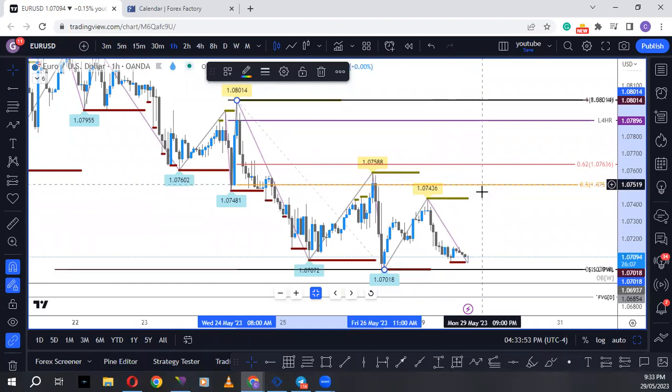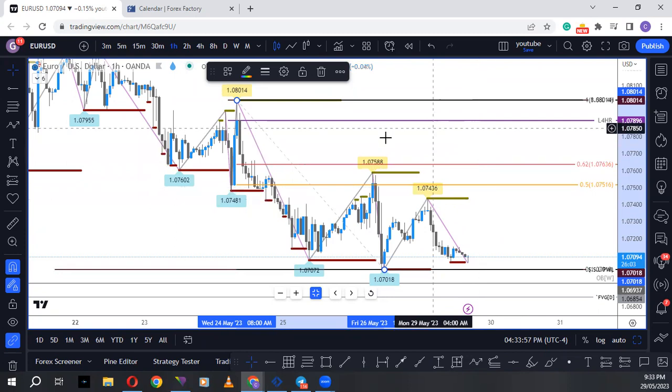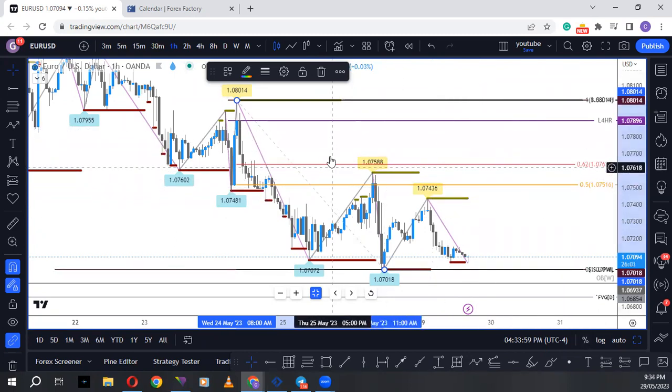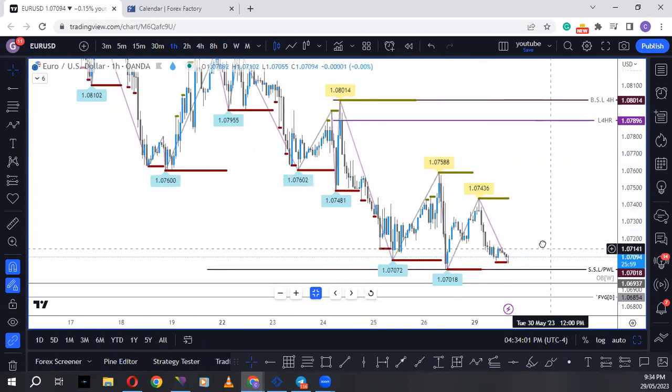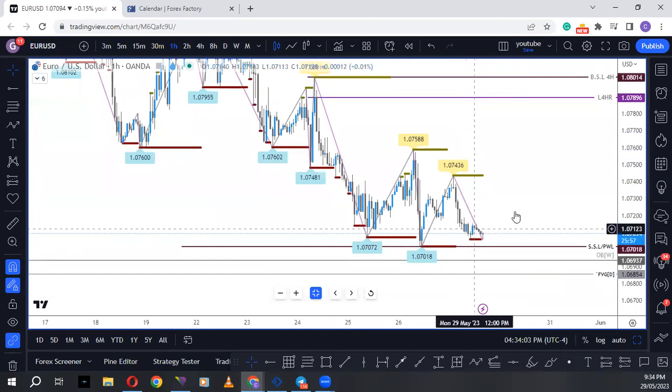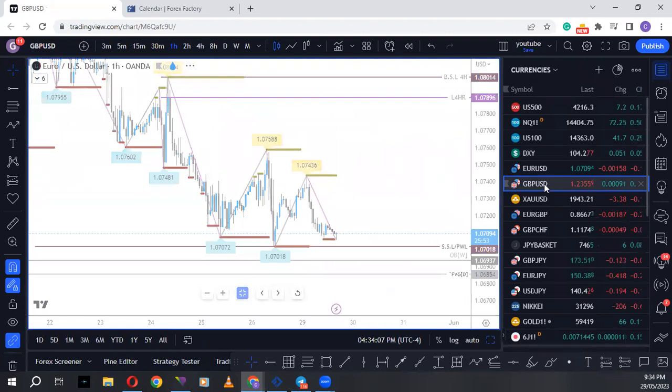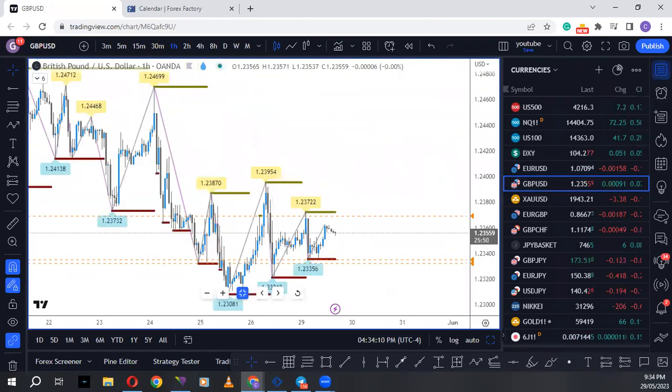So you're waiting for price to come into this structure point here or slightly above. Then if it gives bearish evidence, then you may continue to the downside. But for now, this pair is at a place where you don't want to take a short position. The next one we're going to look at is GBPUSD.